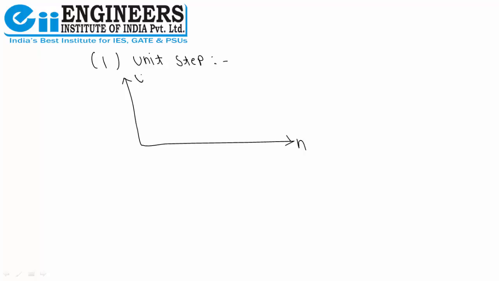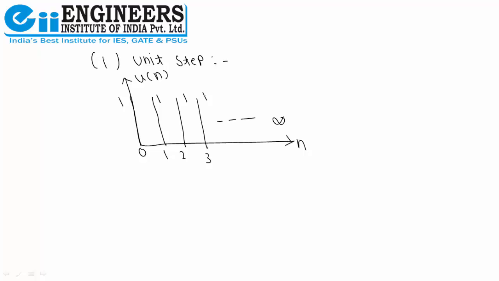The step signal in discrete time is u[n]. So if I draw that, it will be like this, n going 0, 1, 2, 3 up to infinity. Now the amplitude will be 1, 1, 1. All amplitudes will be 1.